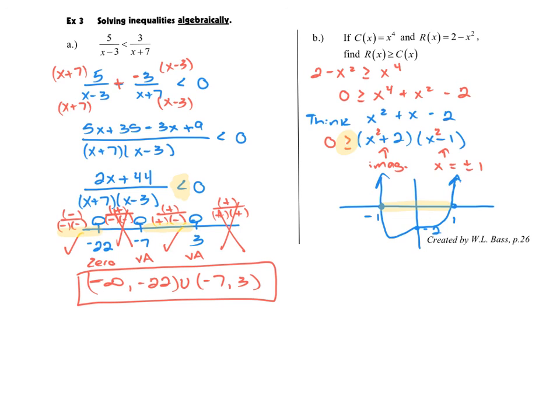I'm also going to notice that my inequality is inclusive, so I am going to use my brackets. Whoops, sorry, guys. Yay, you got to see me erase something while I was in class. Okay, then my final answer is negative 1, 1.